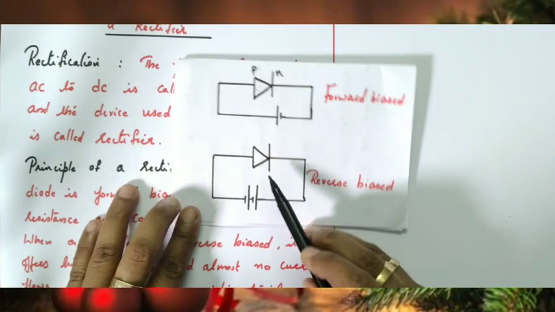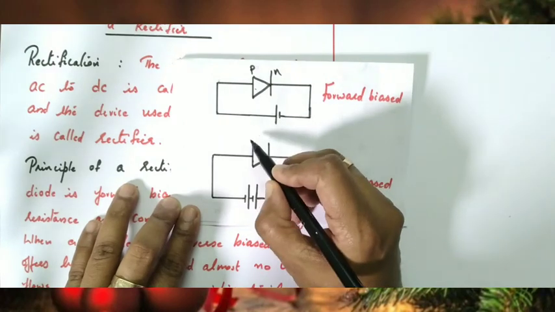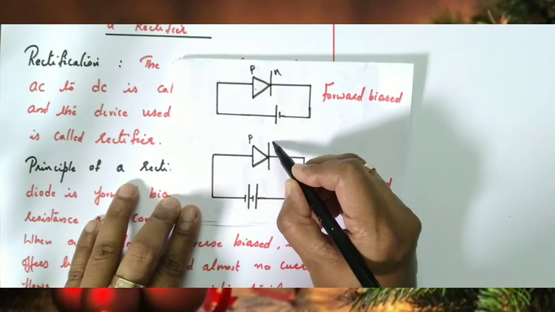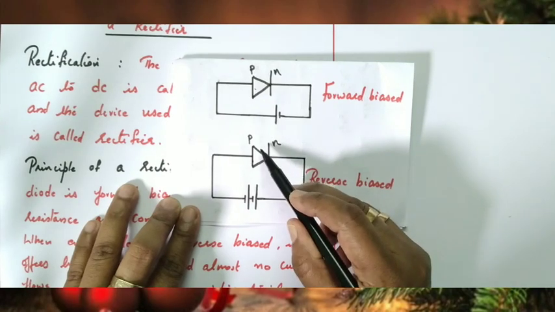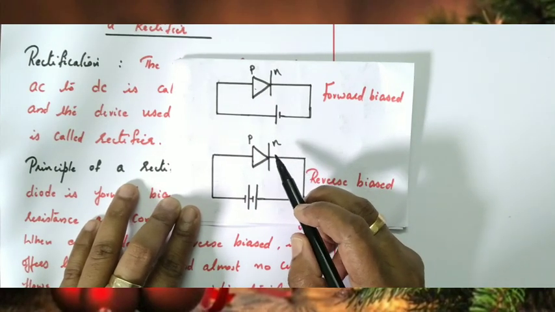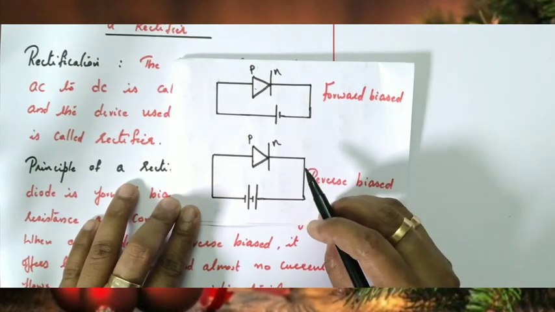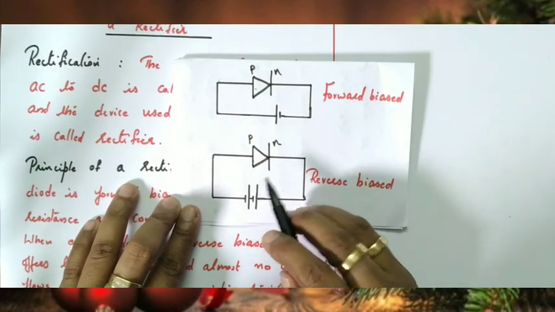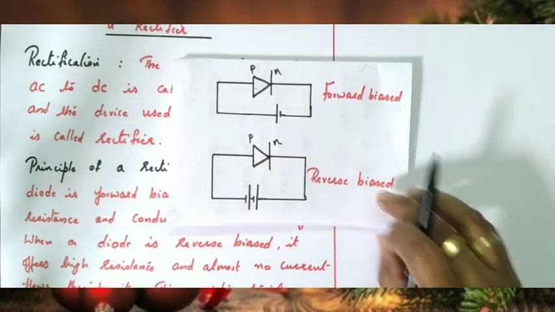What happens during reverse biasing? P is connected to negative and N is connected to positive. That means the resistance is greater and almost no current is conducted. It conducts a very slight amount of current, a microampere current, or normally we can say that it does not conduct current. So this is called forward biasing and reverse biasing.